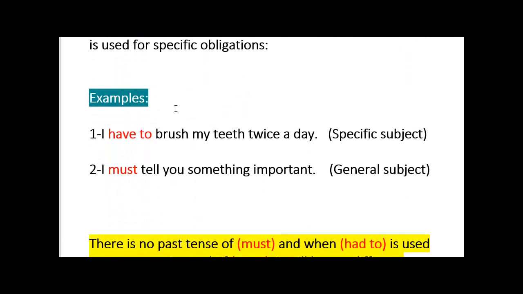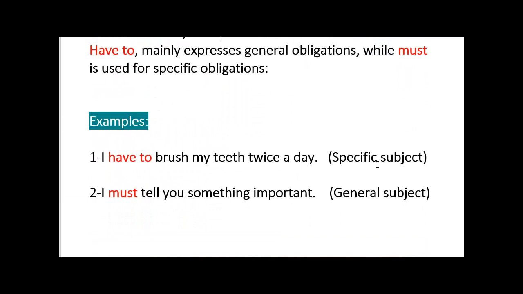Now we have some more differences here. When you use have to, you are specific in the meaning. When you use must, you are talking general. So, example, I have to brush my teeth twice a day. That is a specific task he's talking about. I must tell you something important. That is general. That's also a difference between using have to and using must. And remember, have to and must are both in the present tense, not the past yet. We haven't got to the past yet where we use had to instead of musted, because must has no past.